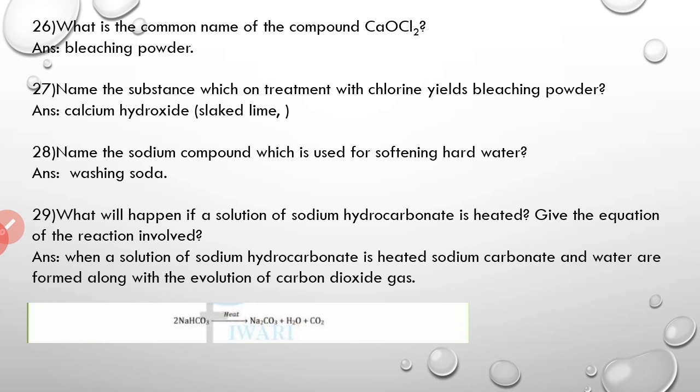The next one, name the sodium compound which is used for softening hard water. So that is washing soda. What will happen if a solution of sodium hydrogen carbonate is heated? Give the equation of the reaction involved.